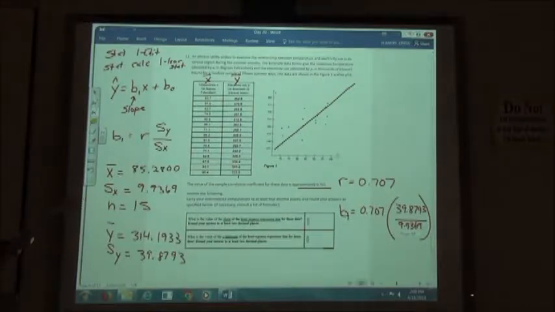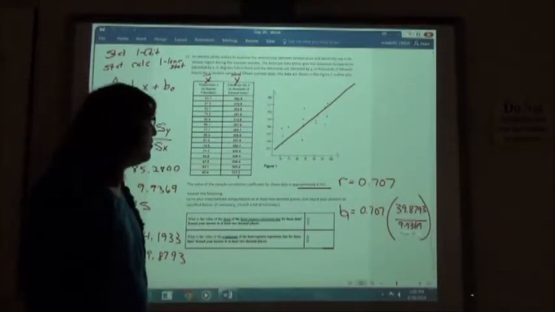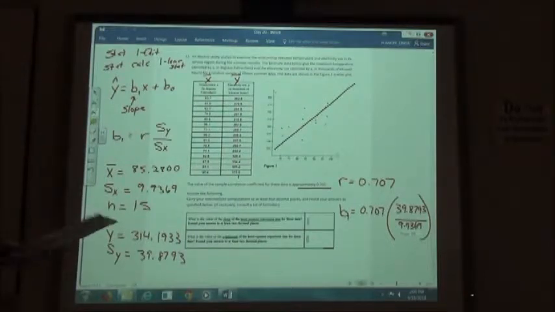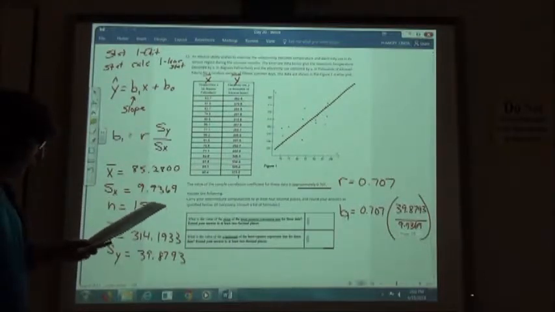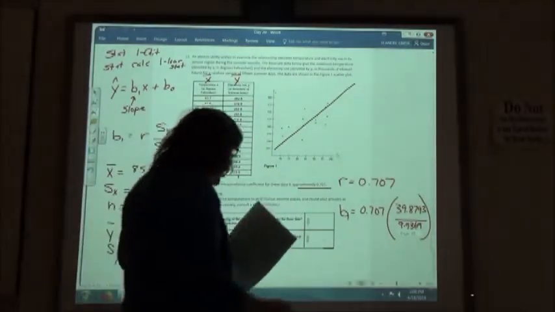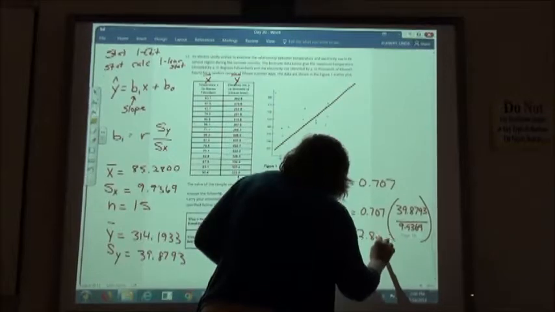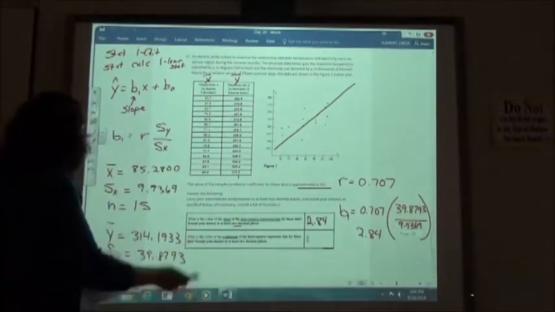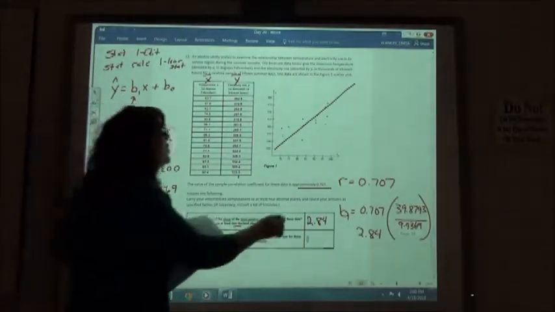Go ahead, punch that into the calculator: 0.707 times 39.8793 divided by 9.9369. If you do that calculation, we are rounding this one to 2 decimal places. You should come up with 2.84. That would be the slope of your linear regression line.